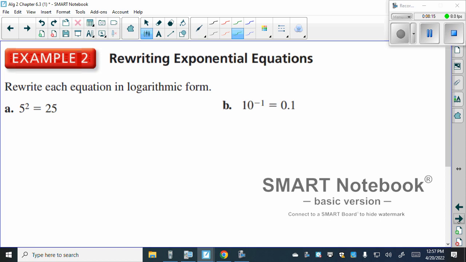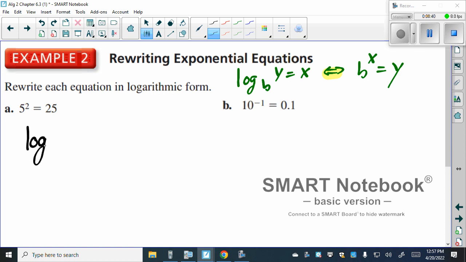The next one, we're going the other way around. This time they gave us it in exponential form, and we want to take it back to logarithmic. So guys, we would have log what? Base 5 of what? Is it equal to 2. And that's it. That's all we have to do to rewrite it back in logarithmic form.